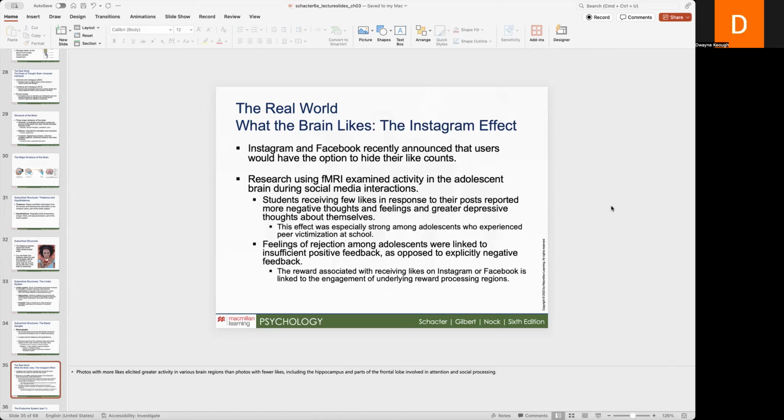So the reward associated with receiving likes on Instagram or Facebook is linked to the engagement of underlying reward processing regions of our brain. So it's not that surprising to think what makes us feel good is, of course, these dopaminergic pathways that become active.